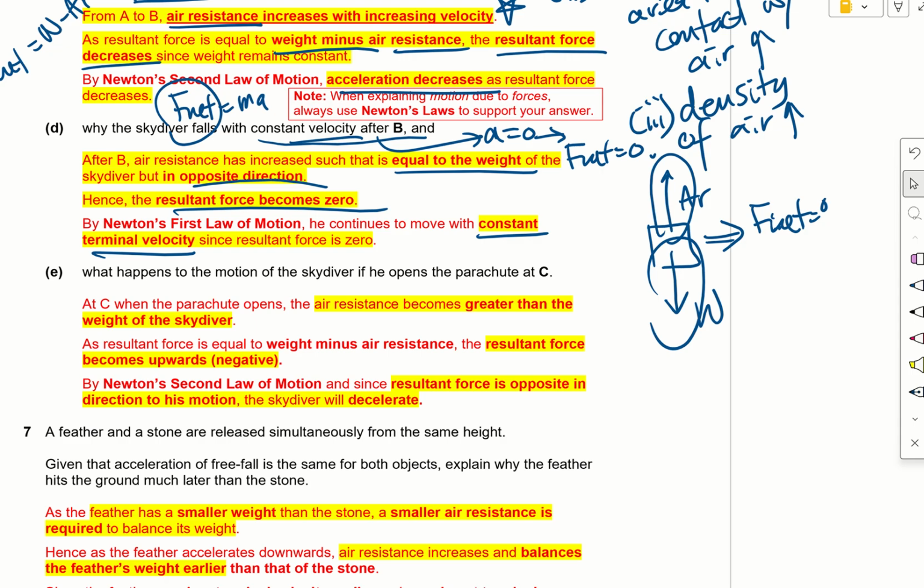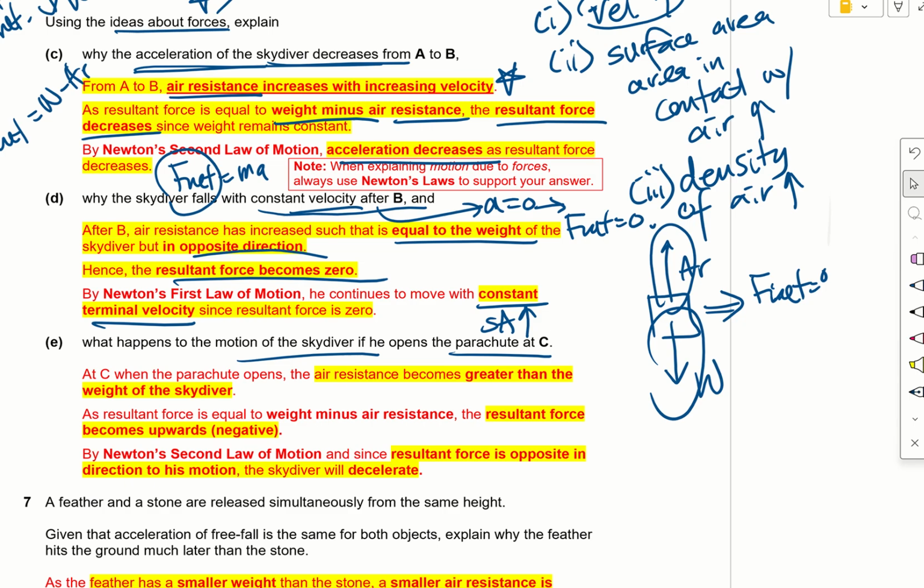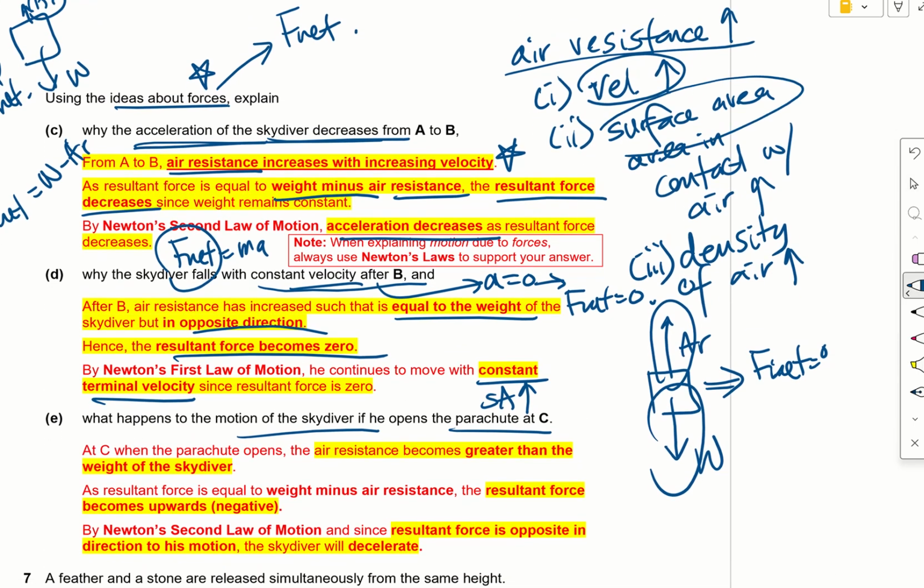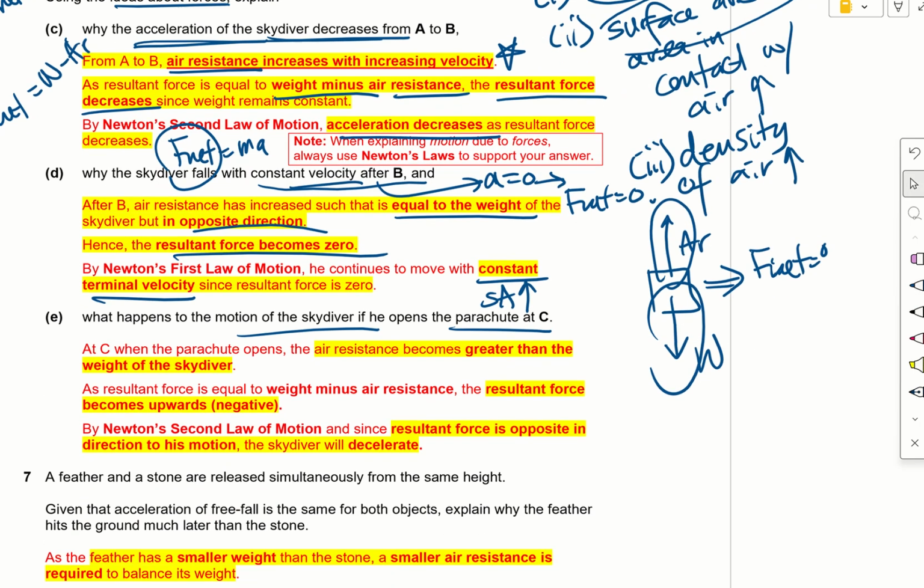Okay, then what happens to the motion of the skydiver if he opens the parachute? When he opens up the parachute, the surface area increases, right? So the surface area in contact with air will increase, and that will result in an increase in air resistance.